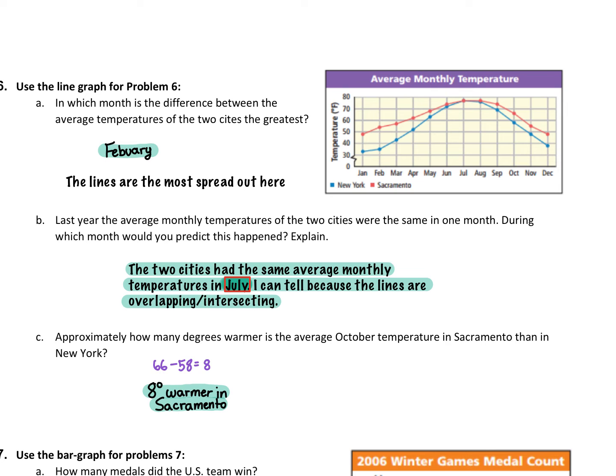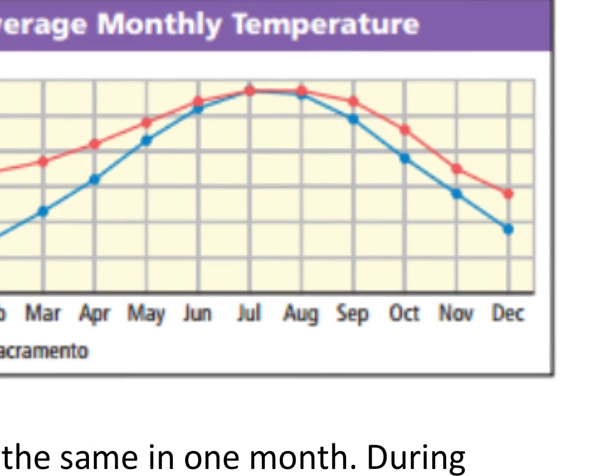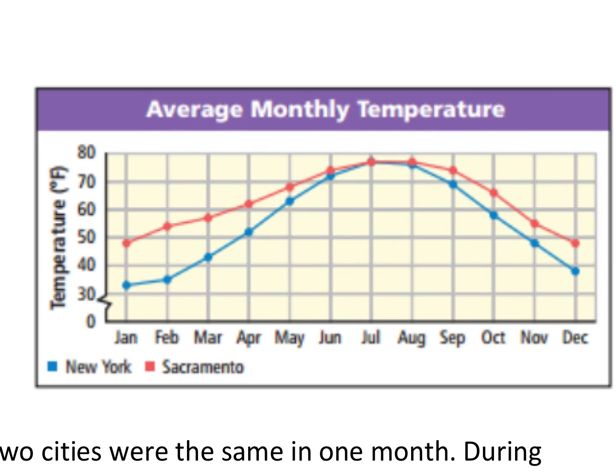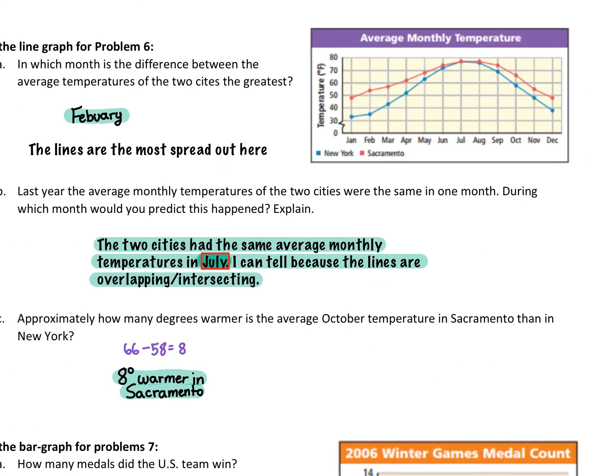And letter C. How many degrees warmer is the average October temperature in Sacramento than in New York? So I'm going to look at Sacramento. My red for Sacramento, I estimated that at about 66. If you went around 65 to 67, we're good. The blue one, I said that was about 58. So I did 66 minus 58 is 8 degrees.